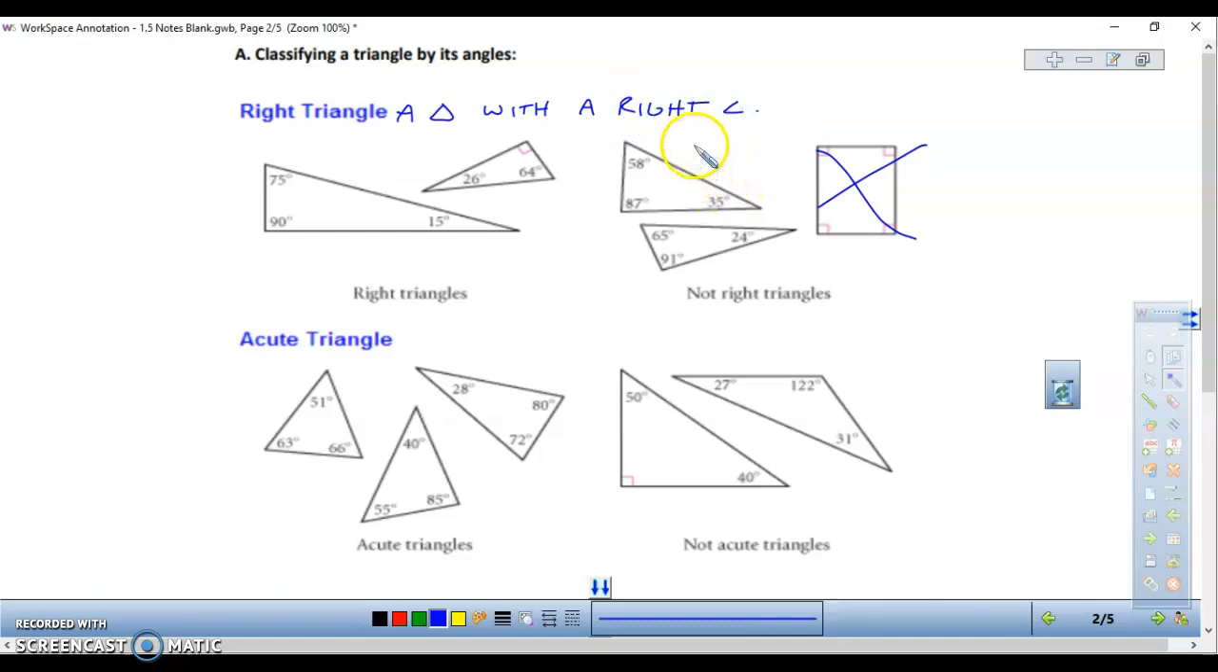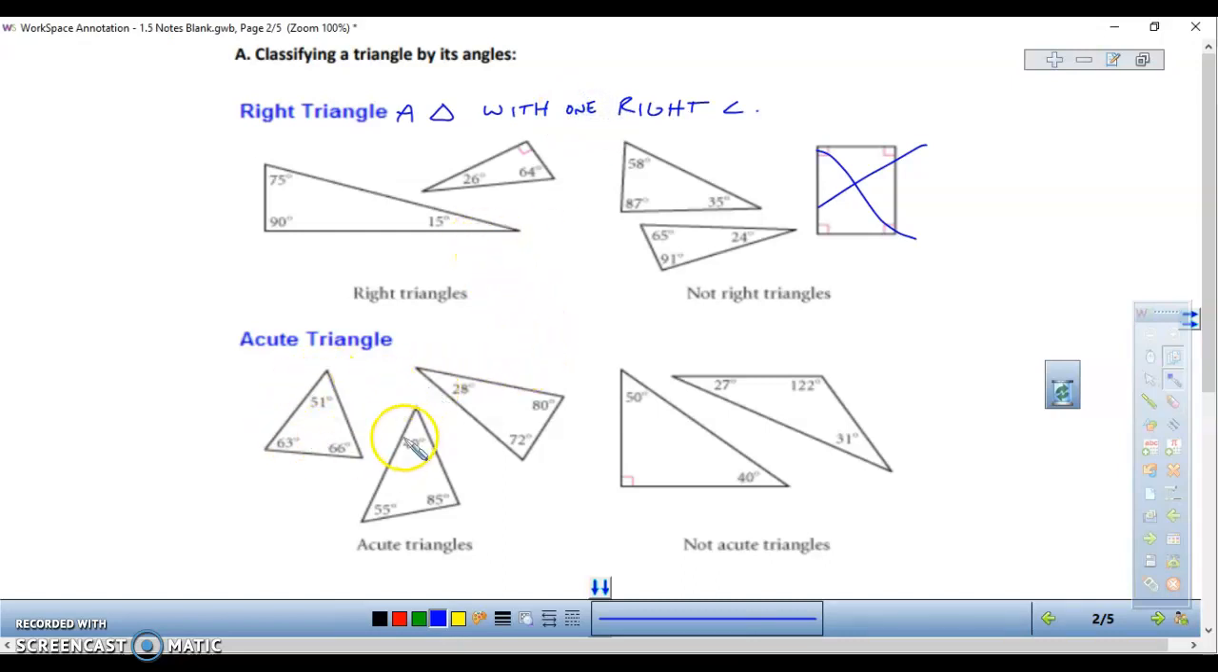And I know we haven't learned this yet, and you may know this already, but in a triangle, the angles add up to 180 degrees. You can only have one right angle. So maybe instead of saying with a right angle, I'll say with one right angle. It's not possible to have more than one right angle in a triangle.